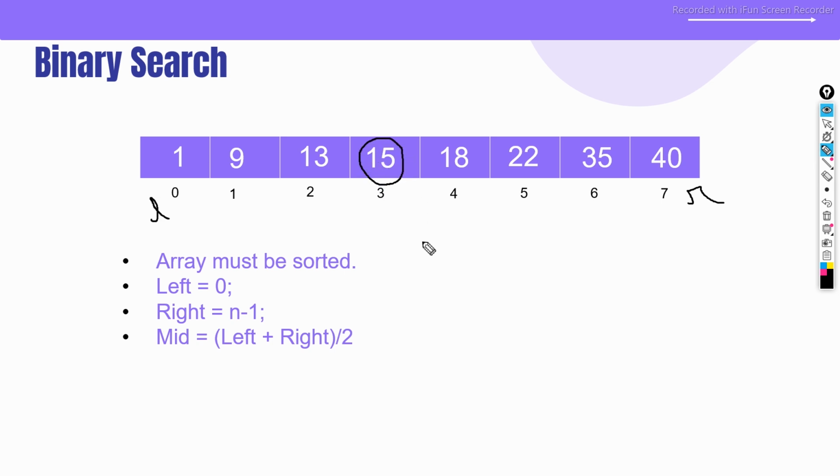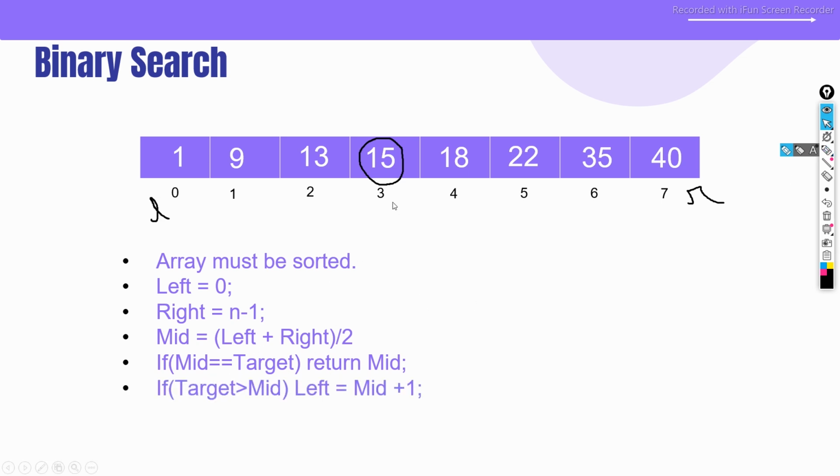So we will compare our target element with the mid element. If the target element is equal to mid, then we just return the mid element. If the target element is greater than mid, then we update our left pointer to the mid plus 1th position. So the left will come here if the element we are searching for is greater than 15.